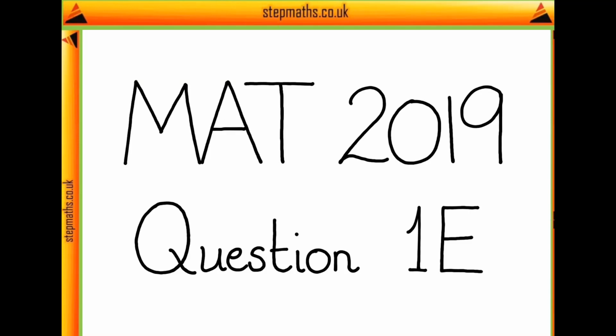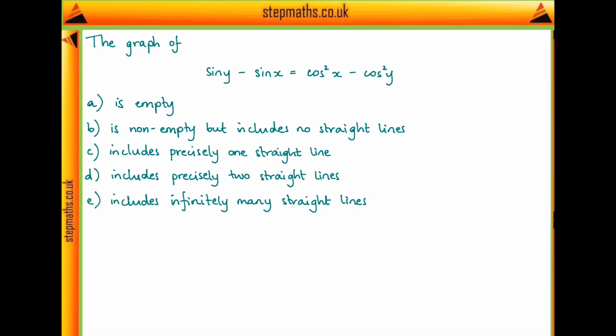Hi, this is Math 2019 question 1E, and for this question they want to know which of these statements is true for the graph of this equation. Okay, so I do think this question looks kind of crazy because you have an equation with lots of trig and different powers and x's and y's all mixed up together, but it is possible to do it, and you have everything that you need to be able to do it. You just need to believe in yourself.